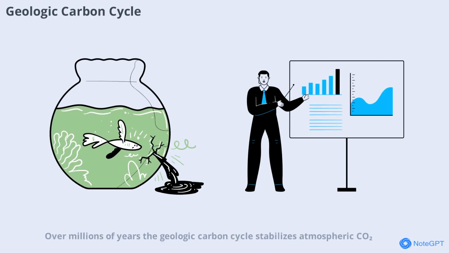Over millions of years, the geologic carbon cycle stabilizes atmospheric CO2. Weathering of rocks on land consumes CO2, delivering bicarbonate to the oceans. Marine organisms form shells from this carbon, which eventually becomes limestone. Tectonic processes can later release this carbon back into the atmosphere through volcanic eruptions. This slow cycle acts as a long-term thermostat for Earth's climate, balancing CO2 over geologic timescales.